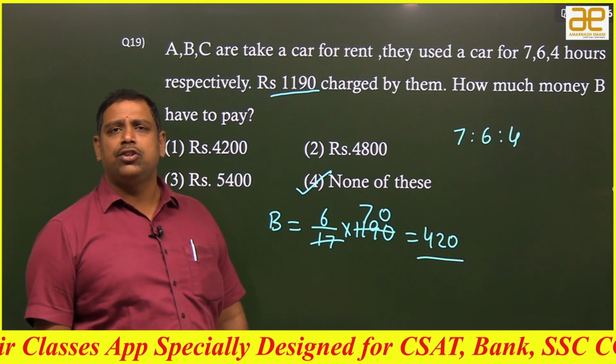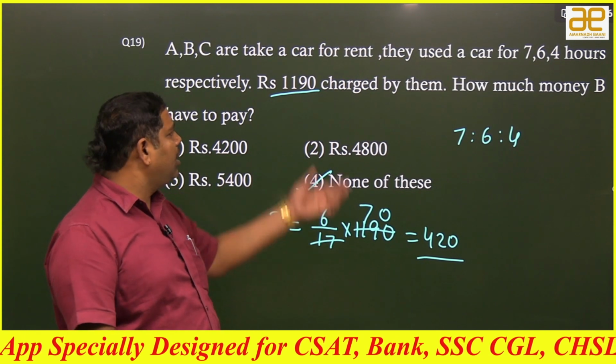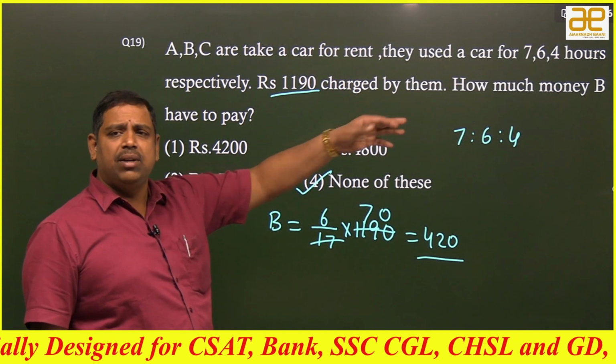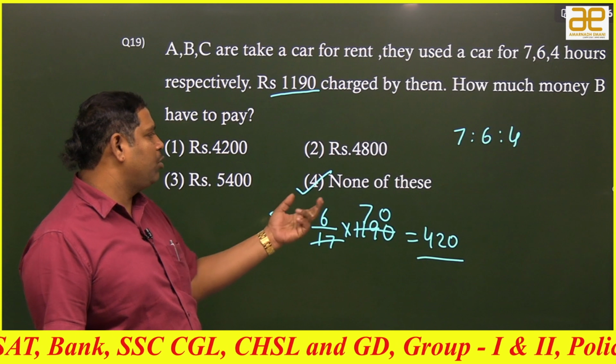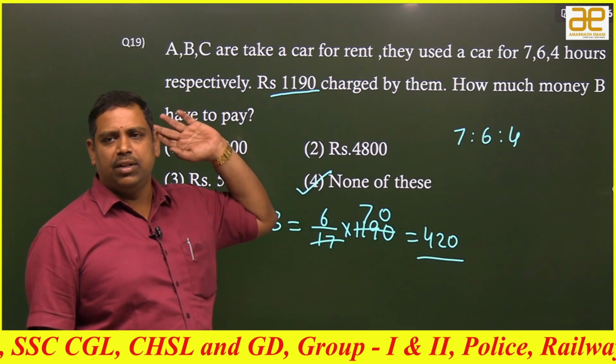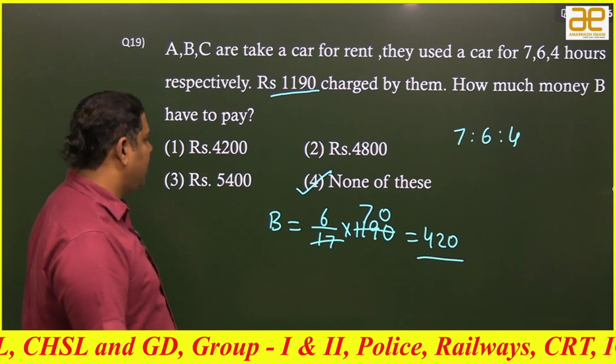Actually, for this particular question, there is no need to solve it. Why? Because the total rent is 1190. B's rent means definitely less than that. But he has given all the options more than that. That means it is impossible. Directly the answer is none of these. Without solving the problem also we can answer.